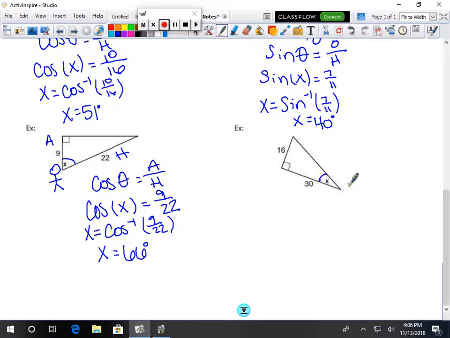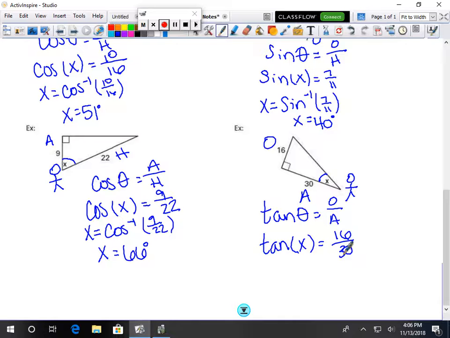Okay, and the last example. X tells me I'm going to start down here. So 16 would be O, 30 is closest, so that would be A. O and A tells me this is tangent. The formula is tangent theta is equal to O over A. So I fill everything in. Tangent X is equal to 16 over 30. I want to get X by itself, so I say tan inverse 16 over 30. And X is equal to 28.07. That would remain 28 degrees. That's how you solve for your missing angle.